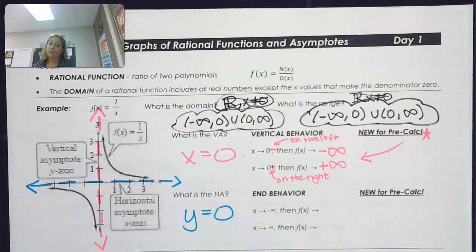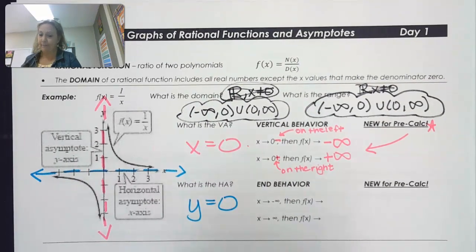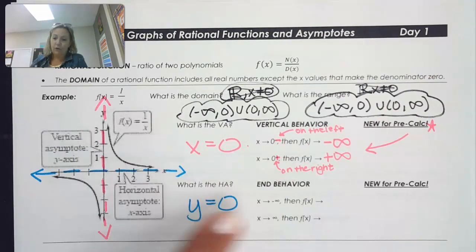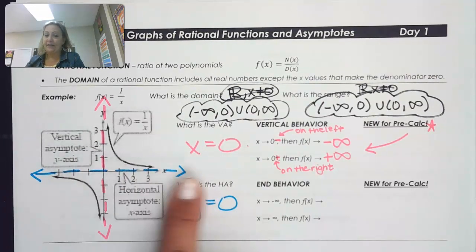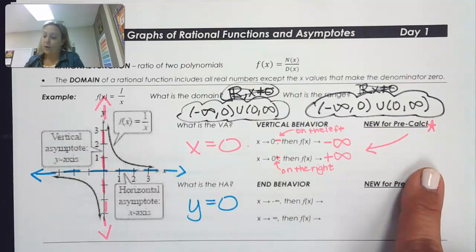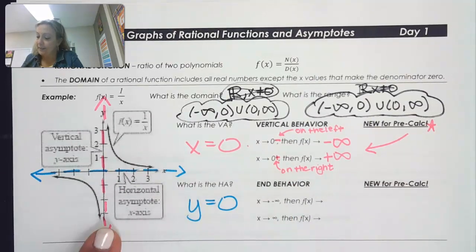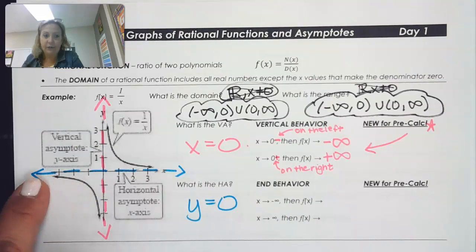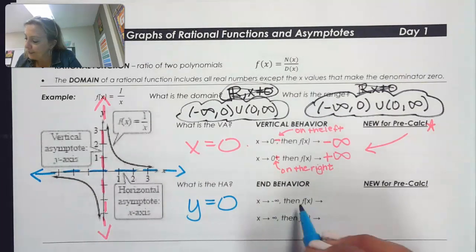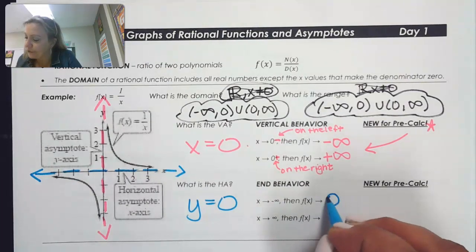We'll also talk about what happens as far as the end behavior. And we know that end behavior is what happens as x approaches negative infinity, where we're looking all the way to the left of the graph, and as x approaches positive infinity, as we look to the right. Well, we can see here that as x approaches negative infinity, our graph is getting closer and closer to the asymptote at 0. So we're going to say that f(x) approaches 0.